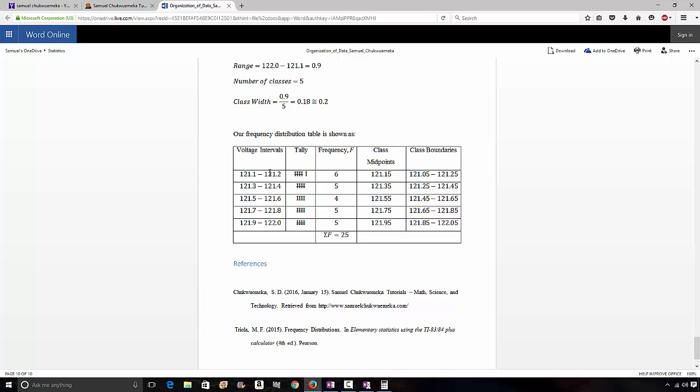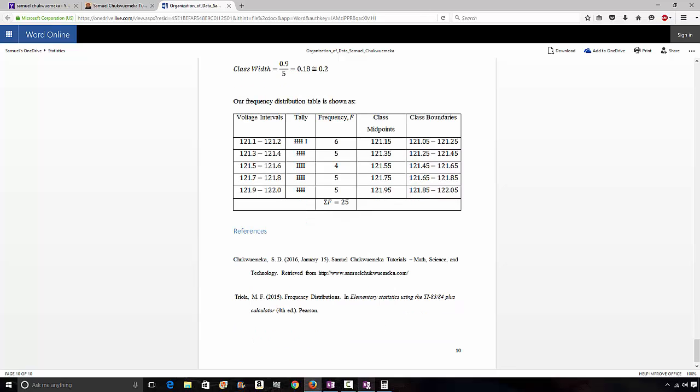Now, how will you write the upper class interval? It has a gap, and that gap is 0.1. If they are integers, the gap is 1. If they are one decimal place, the gap is 0.1. So you just do 121.3 minus 0.1. That gives you 121.2. And then you keep adding 0.2. It gives you 121.4. Plus 0.2, it gives you 121.6, and the rest of them.